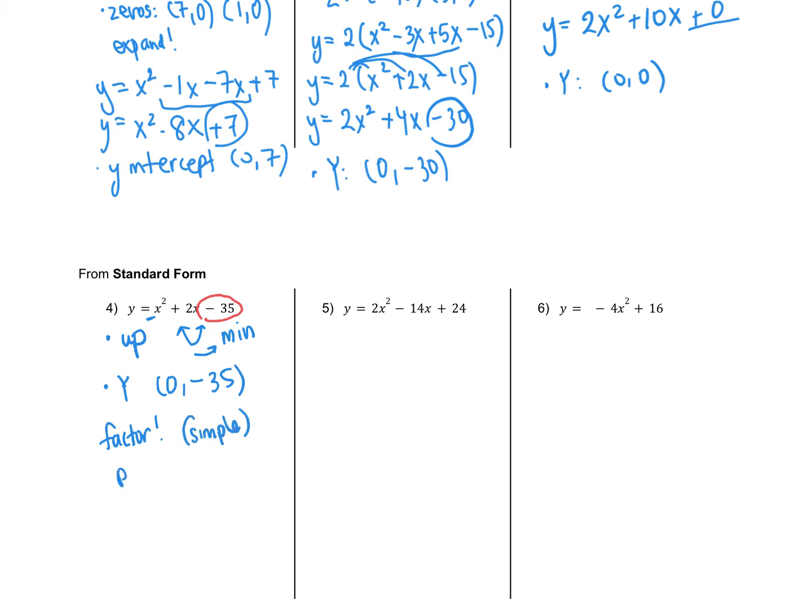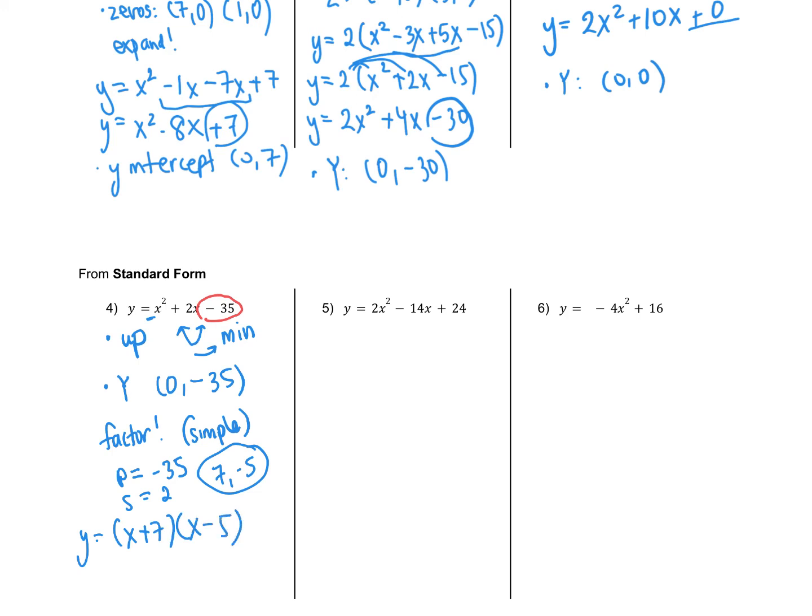So I need a product of the constant, which is negative 35, and I need the sum to be the coefficient of x, which is 2. So I know I need a positive and a negative number. 7 times 5 gives me 35, and if I make that 5 negative, that's perfect. So the factored form, x plus the 7, x minus the 5.